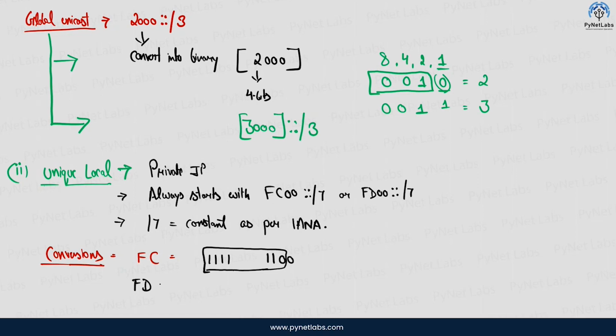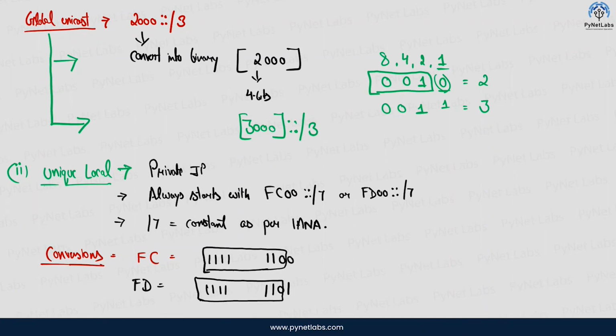Whereas if you convert FD, you can see in the conversion of FD, you will get 1 1 1 1 for F, and for the conversion of D you are going to get 1 1 0 1. Over here this is the conversion, because the last value can be 0 or it can be 1. Apart from that it will not be any other value. So that's why we say FC or FD and 00::/7. So this /7 is the representation where the first 7 bits are reserved by IANA, which we cannot manipulate.